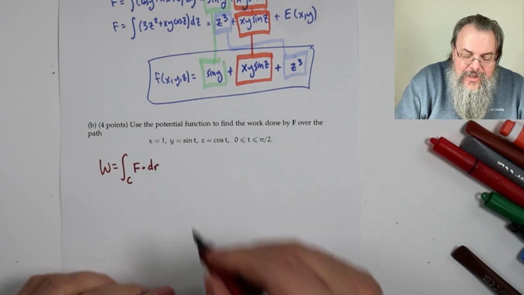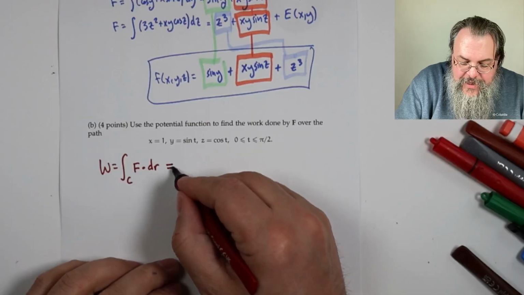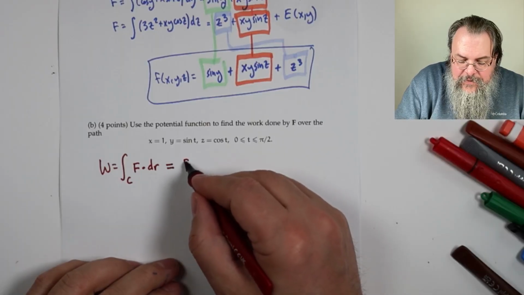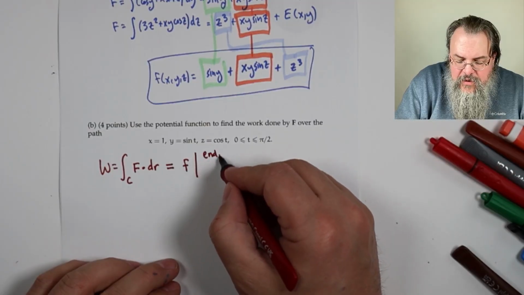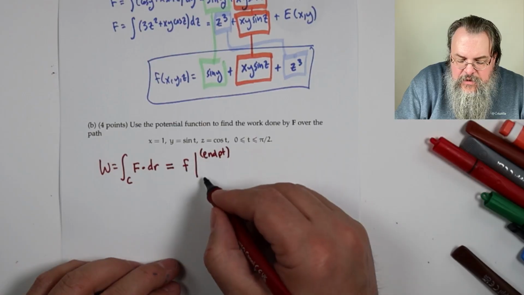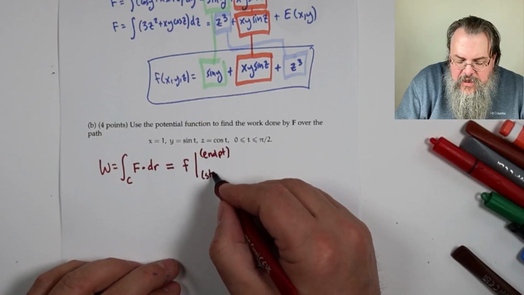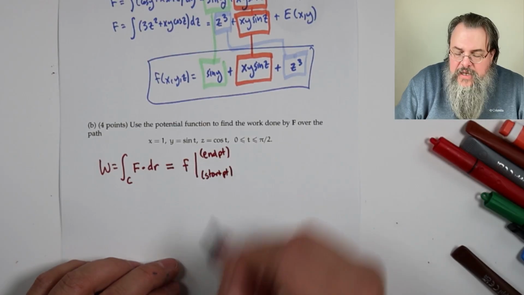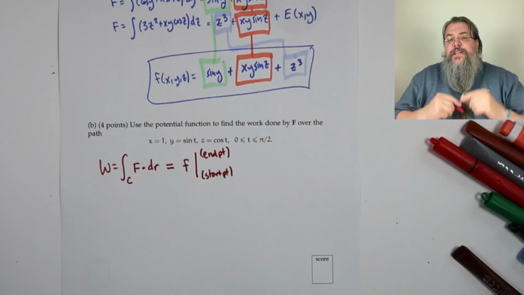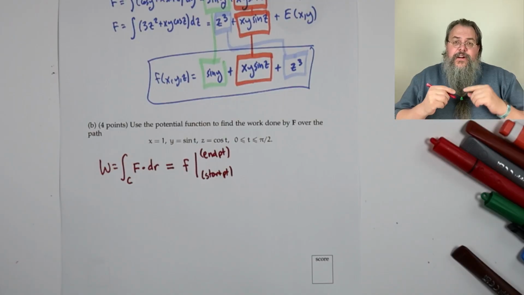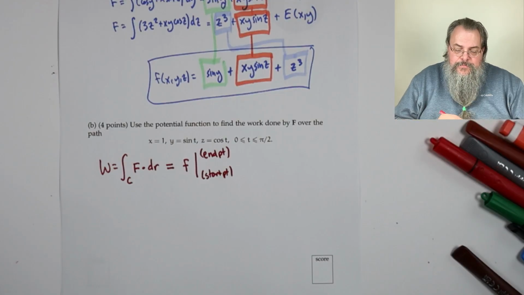oh, this is, for potential functions, f evaluated. You have your endpoint, and you plug it in, and you have your start point. And you plug it in, and you subtract. You take the difference. So it's the difference between what happens at the start and end for the potential.